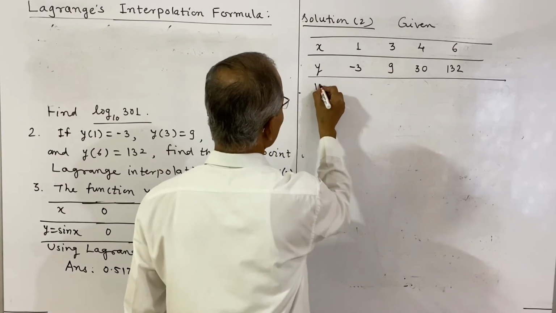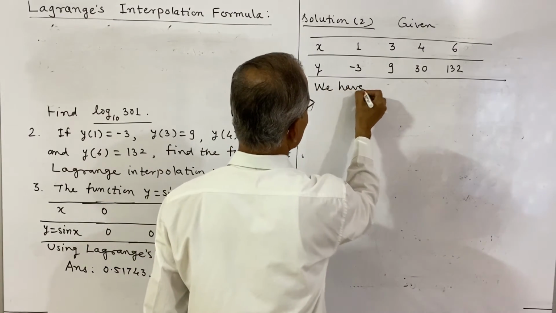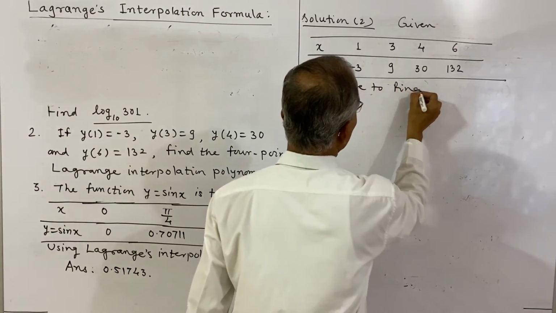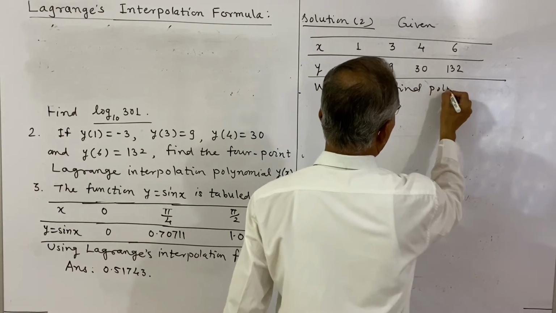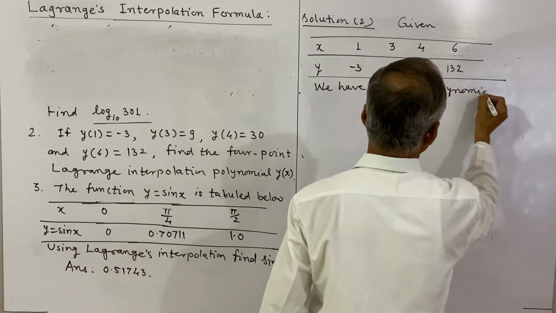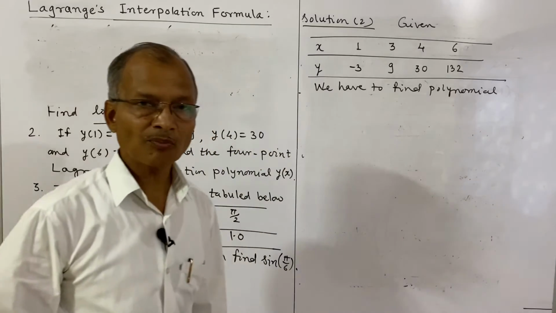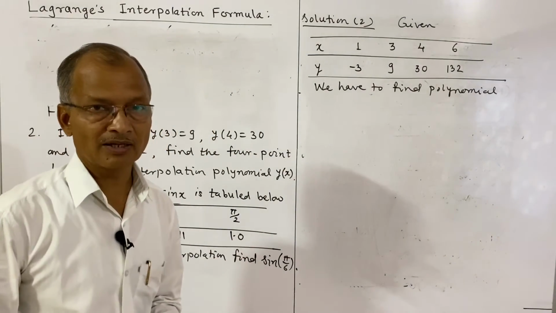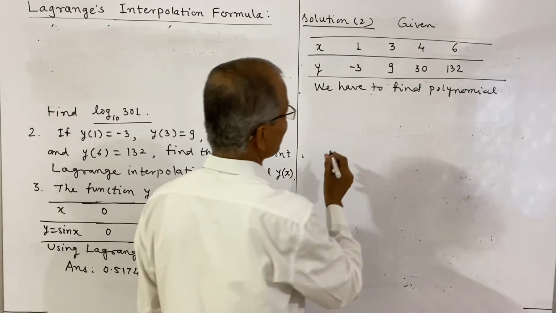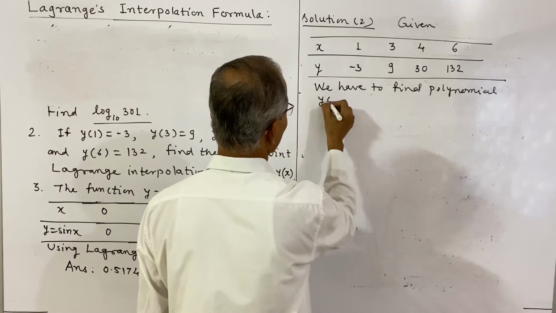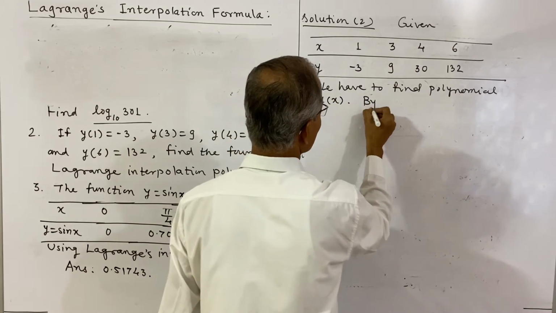And we are asked to find the polynomial y of x. It is not asked for a particular value, but the polynomial is asked, and from the polynomial we can obtain the value at any point of x. We have to find polynomial y of x by Lagrange's interpolation formula.